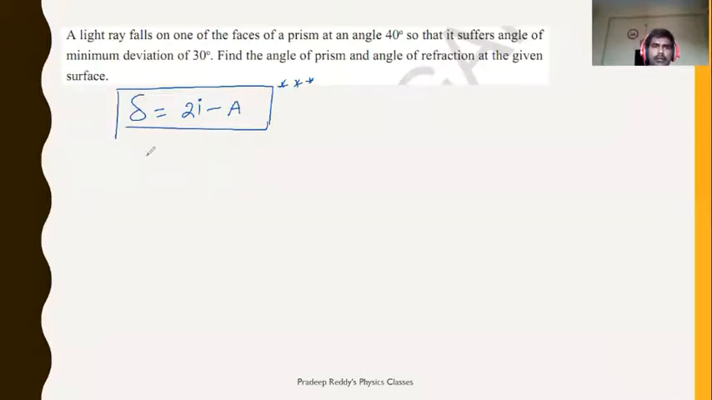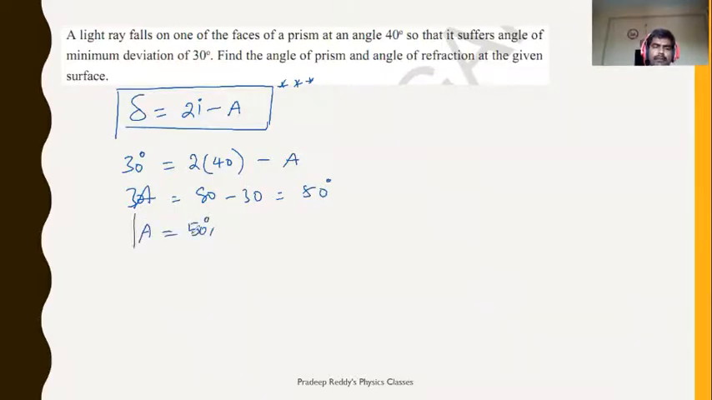Now delta is given to you. 30 degrees is equal to 2 times I, angle of incidence is 40, minus A. So A is equal to 2 times 40 minus 30. This is equal to 50. So angle of prism is equal to 50 degrees. So without any approximation of refractive index, directly you are getting angle of prism as 50 degrees. So this one is suitable for solving the problem. Rather than the refractive index of the prism formula, you just take this relation and find out the A.